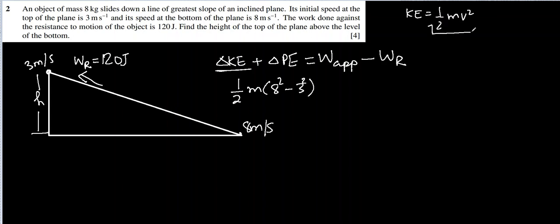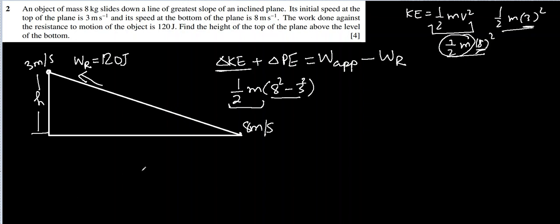If I take this for final, it will be half times m times 8 square. And if I take it as initial, it will be half times m times 3 square. If I subtract, half m is taken common, which I've taken here, and 8 square minus 3 square is the other factor. So I've done the shortcut.